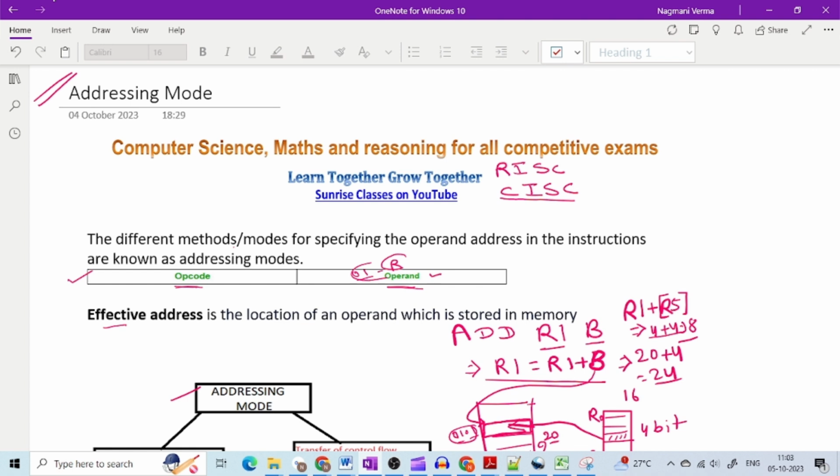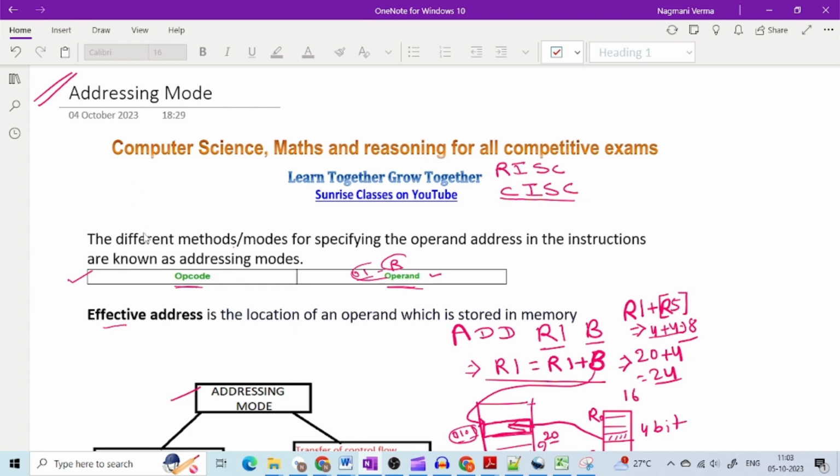Yesterday we discussed the addressing mode, what it is and what the use of addressing mode is. And we found that there are many addressing modes that are used in CISC computer architectures. Today we are going to discuss each addressing mode in detail with examples. It will help you understand and help you solve the MCQs.